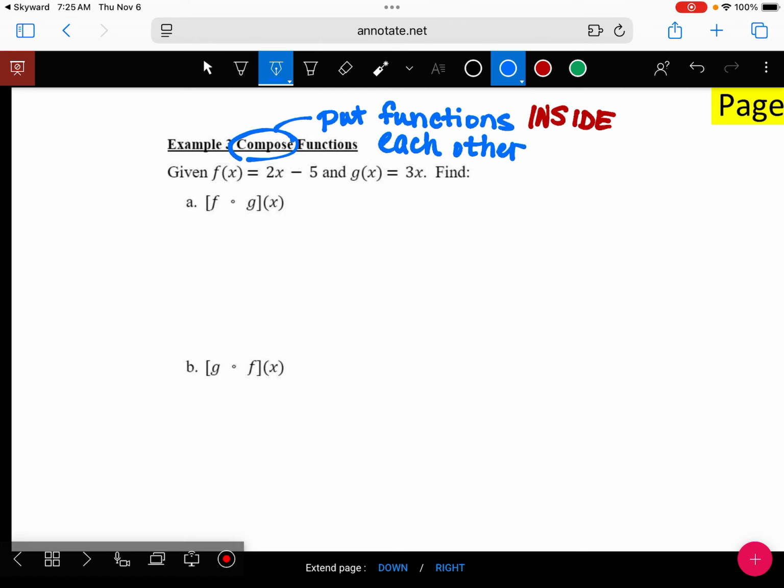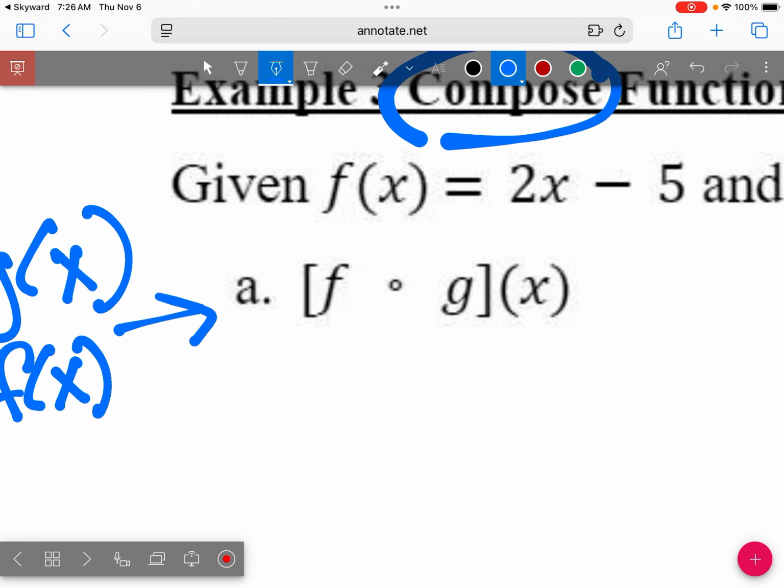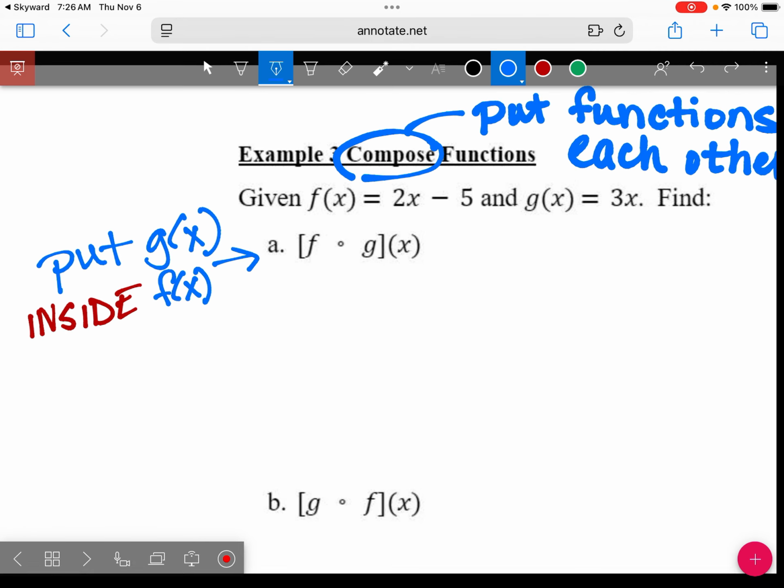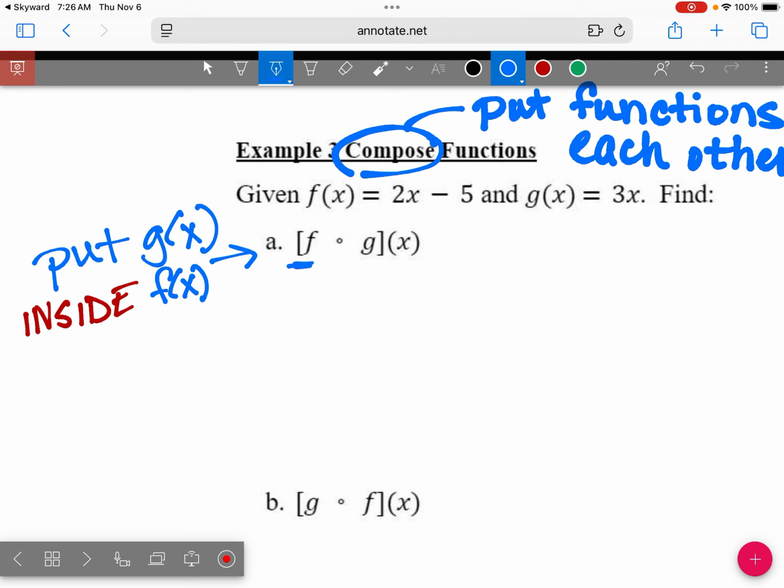When you see that, F open circle G of X, that is telling us to put G inside F. That's what this is telling us to do. And notice, let me zoom in real quick. That's an open circle. That means compose.